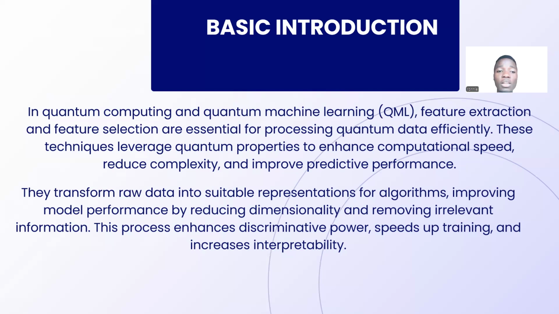But using quantum machine learning, the raw data collected by the sensors or within the environment is transformed into a representation for algorithms, like graphs, improving model performance by reducing dimensionality and removing irrelevant information. Say we just want the highest percentage of carbon dioxide and the lowest percentage. Drawing those graphs, we shall see the trend of the movement.